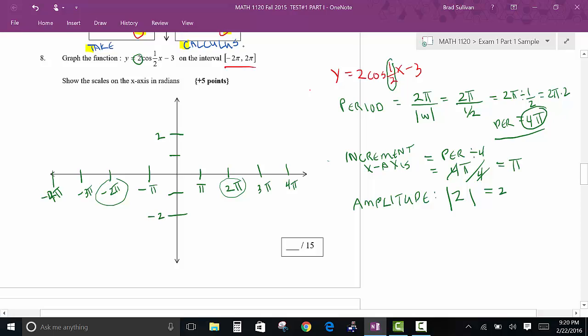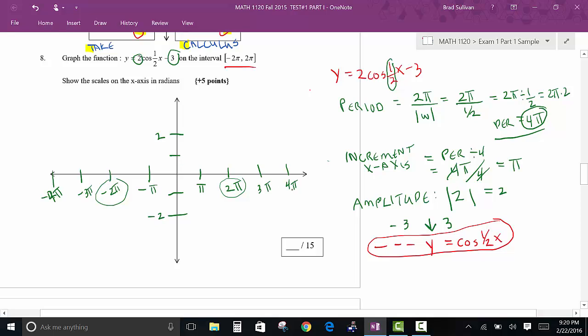And then the last thing on this problem is this minus 3, which is going to take you down 3 units, like this. There's several ways to do this. One way is like this, and all I'm requiring is that you get the final answer without a calculator. So let's graph just y equals cosine of 1/2 x. No amplitude, no down transformation. Let's just focus on that.